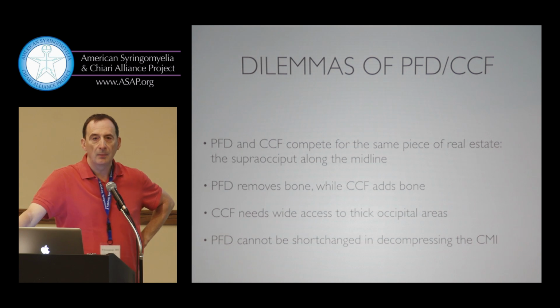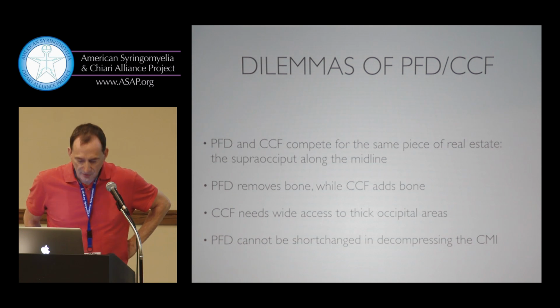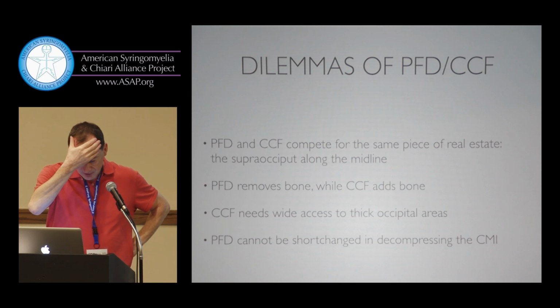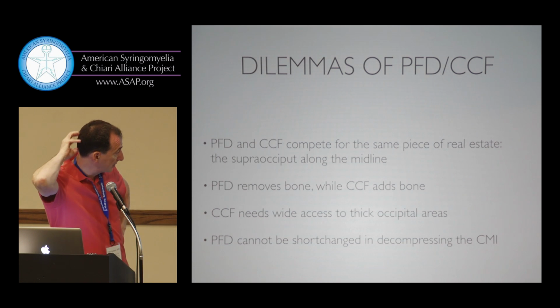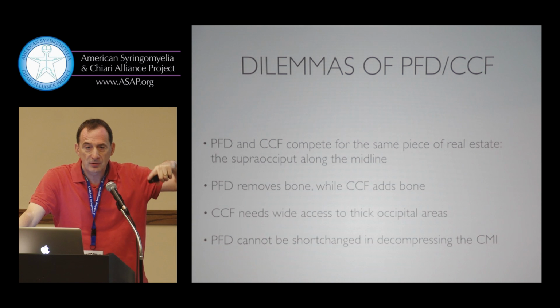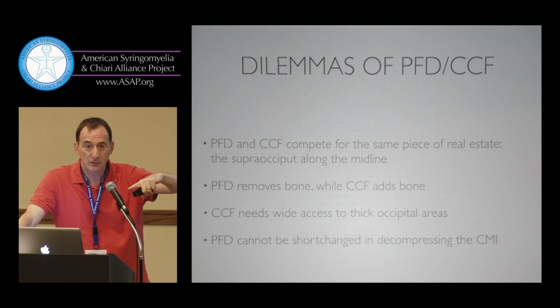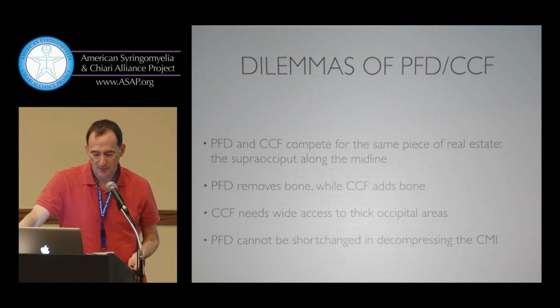There are some technical problems and dilemmas of the combination of Chiari surgery and craniocervical fusion, because they both compete for the same piece of real estate, which is the supraoccipital. Supraoccipital is this part of the skull back here. The posterior fossa decompression, the Chiari surgery, wants to remove the bone, while the craniocervical fusion, in order to work, wants to add hardware and bone to the same area.